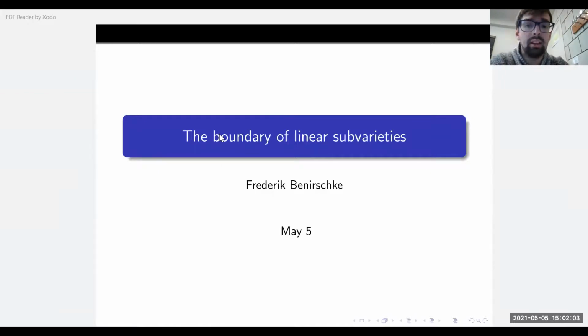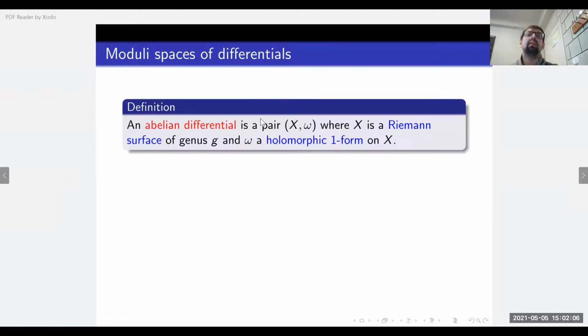But first, let me introduce the main object that I study. Most of the time I think about abelian differentials. What I mean by this is a Riemann surface of a certain genus, a topological surface, but with a complex structure, and then I equip it with a holomorphic one form, which locally just looks like dz. And the reason I consider them as pairs is that usually I'm not so much interested in just a single abelian differential or holomorphic one form. What I really care about is the collection of all of those.